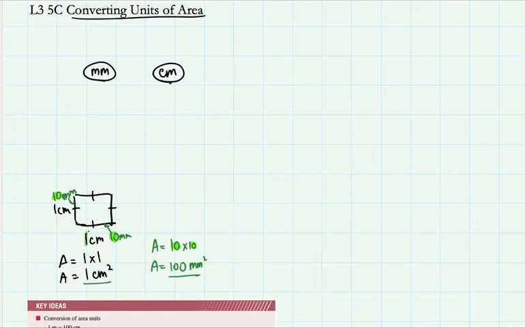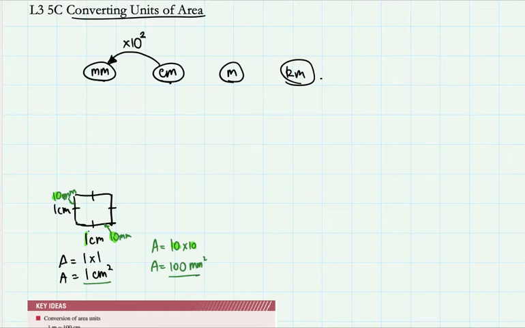So let's write out all our units. We've got millimeters, centimeters, meters, and then let's go up to kilometers. Now this is going to be a chart to help us convert. So if I want to go, like we just did, from centimeters to millimeters, what did I have to do? I had to times by 10. But if it's a unit of area, I need to do it twice, so I square that.